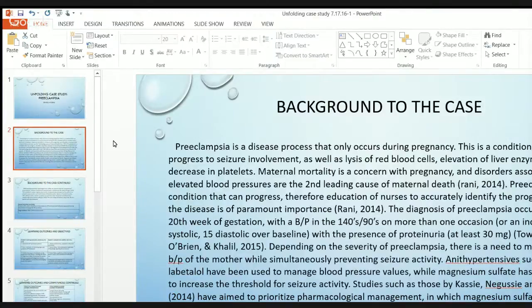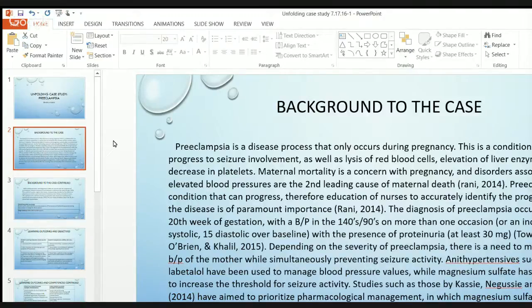When we look at this particular disease process, we talk about different things such as chronic hypertension, which we typically associate with a consistent blood pressure of at least getting into the 140s over 90s consistently. Preeclampsia is a little different in that area. It is a condition that can also involve seizure involvement, as well as lysis of the red blood cells as it progresses, elevation of liver enzymes, and decrease in platelets.